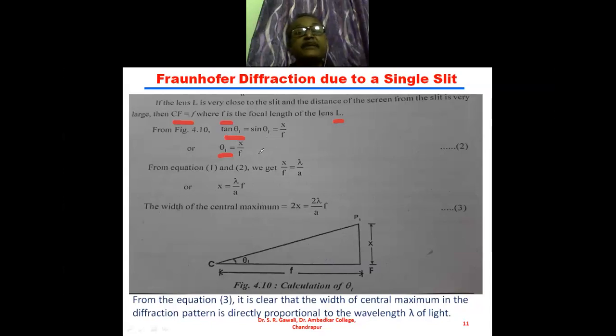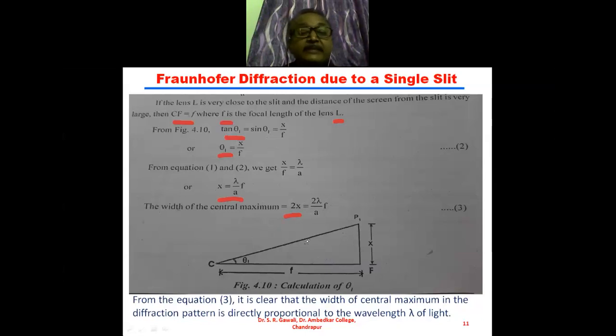Previously we have obtained that theta 1 is equal to lambda by a, and now theta 1 is equal to x by f. So from these two equations we get x by f is equal to lambda by a, and from that x is equal to lambda by a into f. This is not the width of the central maximum. This is the half of the width of the central maximum. Therefore, the width of the central maximum is equal to 2x, which is equal to 2 lambda upon a into f. That is nothing but the width of the central maximum.